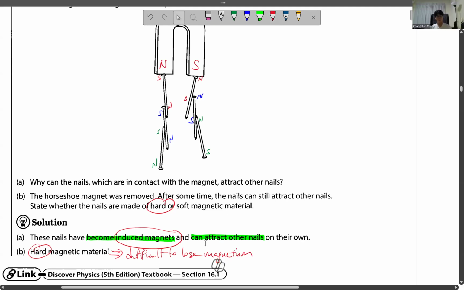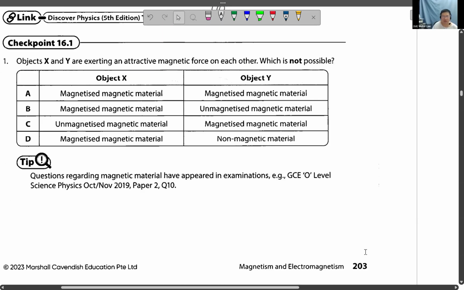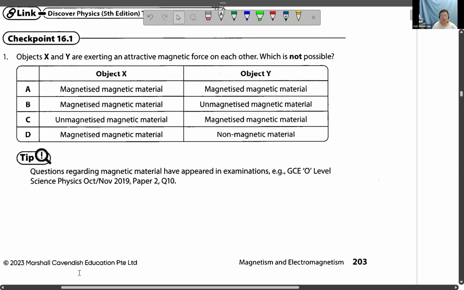So when you talk about hard magnetic material, you think of steel. You think of permanent magnet. Soft magnetic material, you think of iron. Easy to magnetize, easy to demagnetize. Okay? All right. Okay, let's try this question.